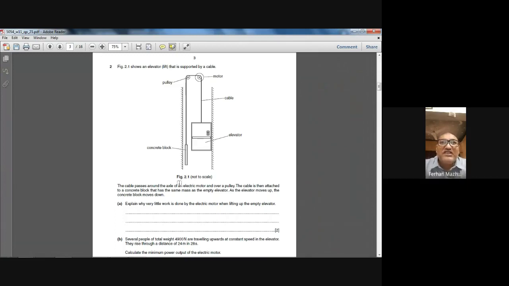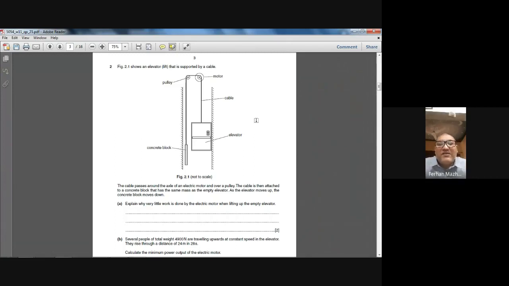So the weight of this concrete block is acting downward, and through this cable, this concrete block is connected with this elevator. So when the concrete block goes down, it will lift this elevator upward. The very important point is that the weight of the elevator is balanced by the weight of the concrete block. The concrete block will create tension in that cable, and that tension will be acting upward on the side of the cable which is on the elevator side.